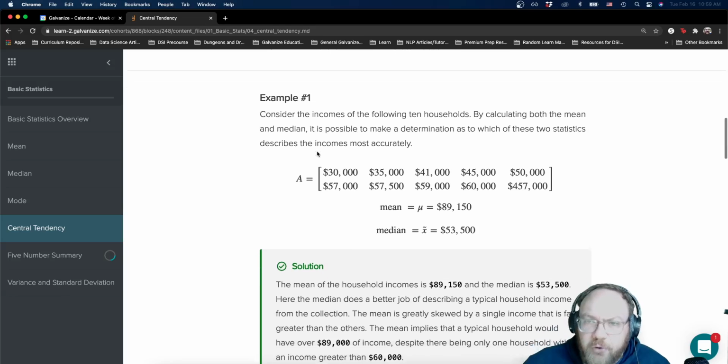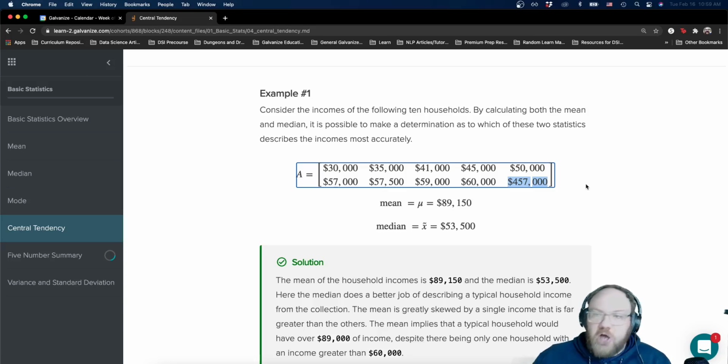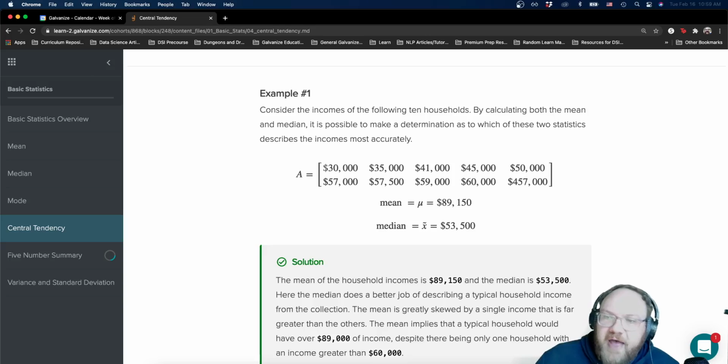So we've got an example here that covers the incomes of the following 10 households. We can see that there is one really big outlier here. We can see that it is non-symmetrical. That is, there's only a really high outlier, not a really low outlier. As a matter of fact, it would be impossible for there to be a low outlier. Someone would have to have a negative household income, and that's not the case here. This starts at 0 and the next lowest value is 30,000.